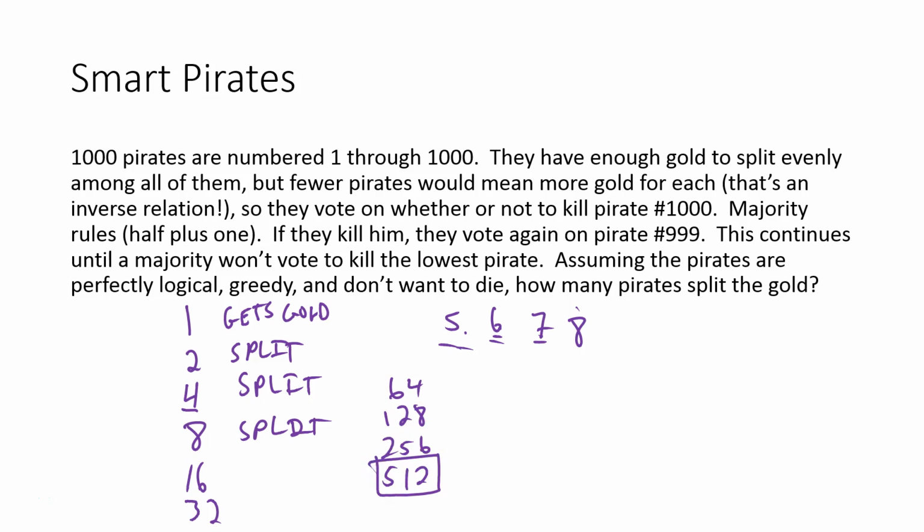512 pirates will split the gold because that's the highest power of 2, less than 1,000. Pirate 512 knows he should kill all the way until it gets down to him. And then once 512 dies, these 256 pirates are going to kill all of them down to 257. So 512 is where the voting will stop, and that's the number of pirates that will split the gold.